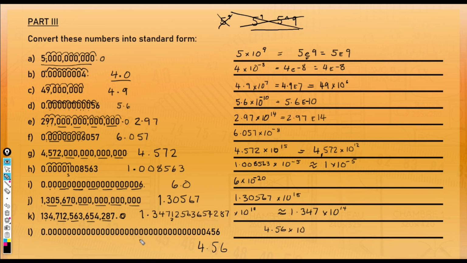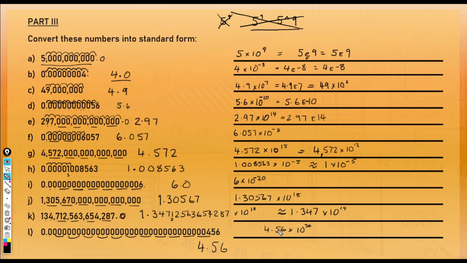So if we are counting from 4.56, we're going to be going back 3, 6, 9, 12, 15, 18, 21, 24, 27, 30, 33, 34. We're going to be jumping over 34 orders of magnitude to get that decimal point move. So this last one is going to be 4.56 times 10 to the power.